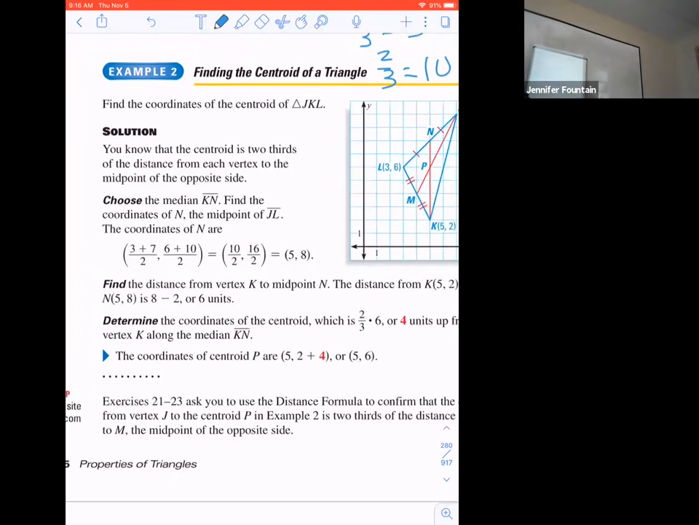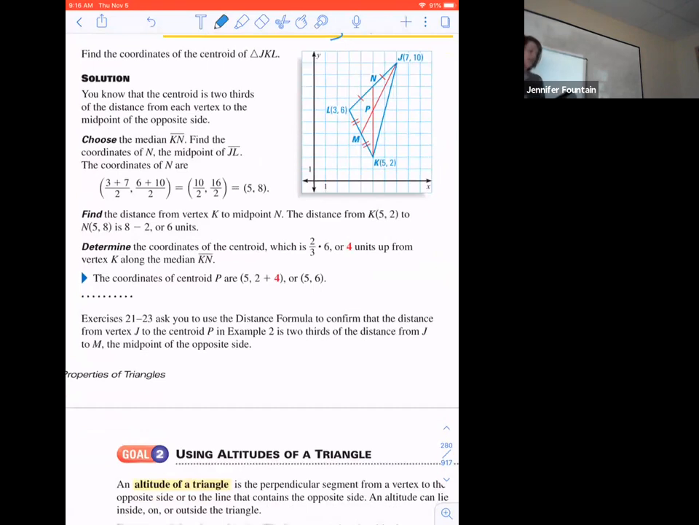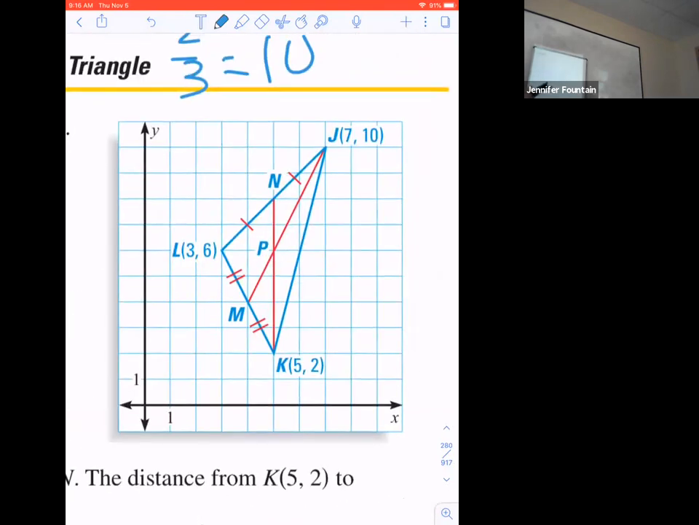So then it says find the distance from vertex K to that midpoint. Okay, so whenever I'm dealing with a grid, if it runs along straight lines and I can count it, that's great. Just use your units on your grid to count. But if it's going to be a slant that you can't count directly, like if you were having to find the side of a triangle, you could use the distance formula to find the distance. But here I'm just counting from K to N and it's going straight along the line. Okay.